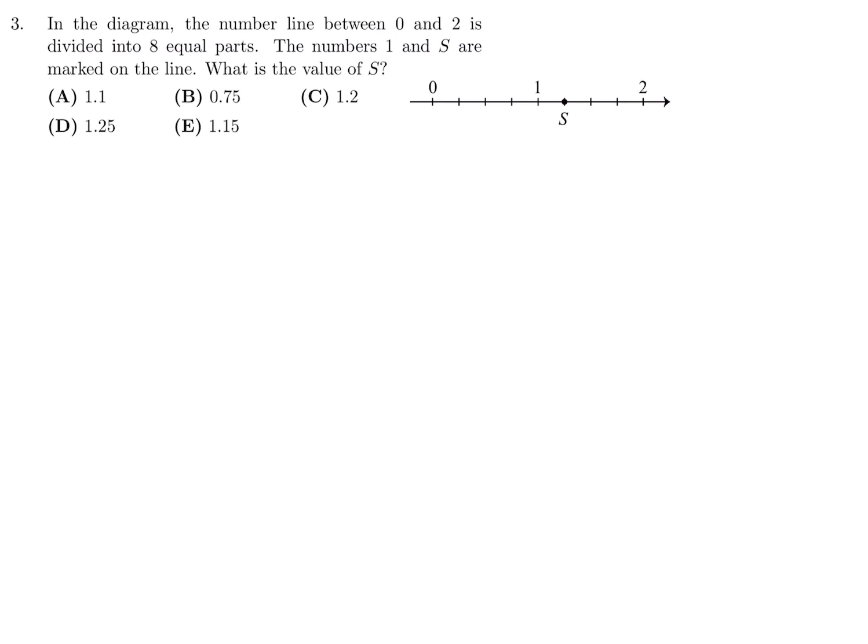In the diagram, the number line between 0 and 2 is divided into 8 equal parts. The numbers 1 and s are marked on the line. What is the value of s? 2 divided by 8 will give me the length of each of those segments, and that is 0.25, and that segment is right there. So s is 1, 2, 3, 4, 5 of those segments. So s is essentially equal to 5 times 0.25, and that is 1.25. So number 3, the answer is D.